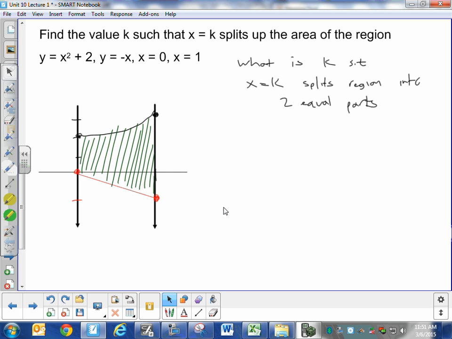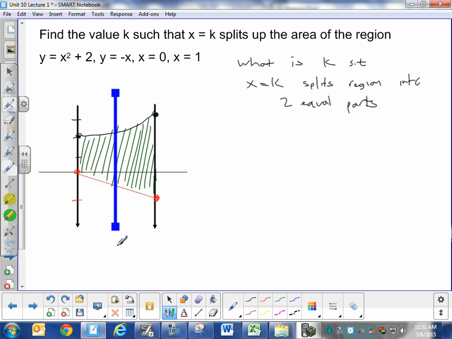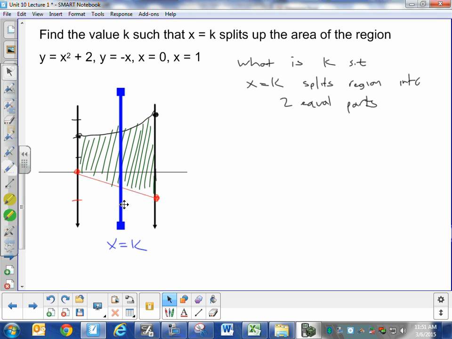Okay, so here we are. I'm saying there is some vertical line, x equals some value, that will split this region into two equal regions. Now, do we think it's right smack dab in the middle between 0 and 1? No, because we get a little bit wider over here at the bottom, so it's probably going to be shifted a little bit to the right. And we need to figure out what that value is, so that the area here is equal to the area here.